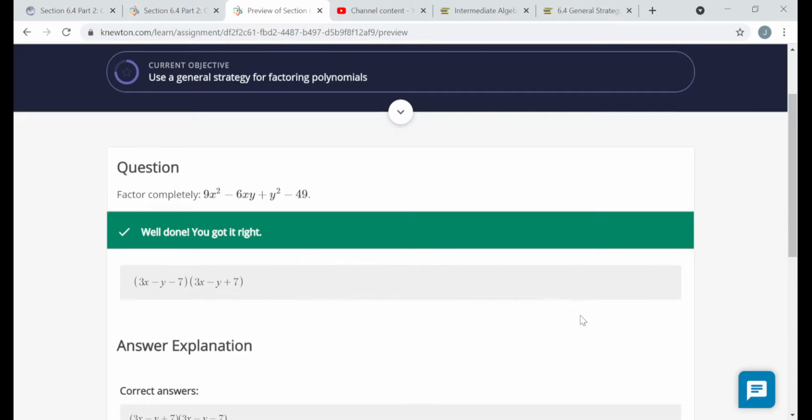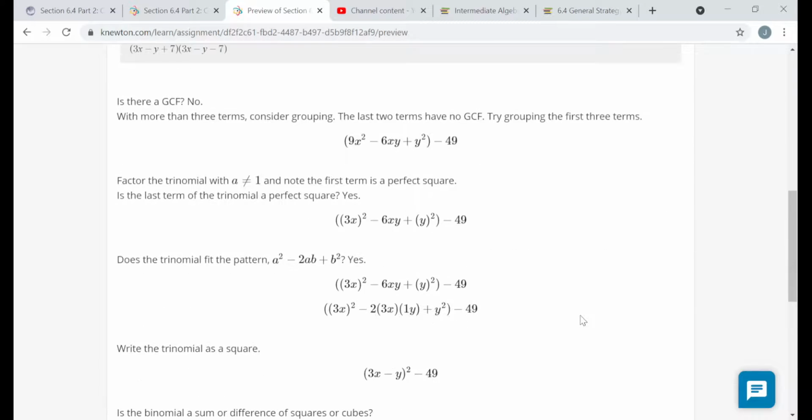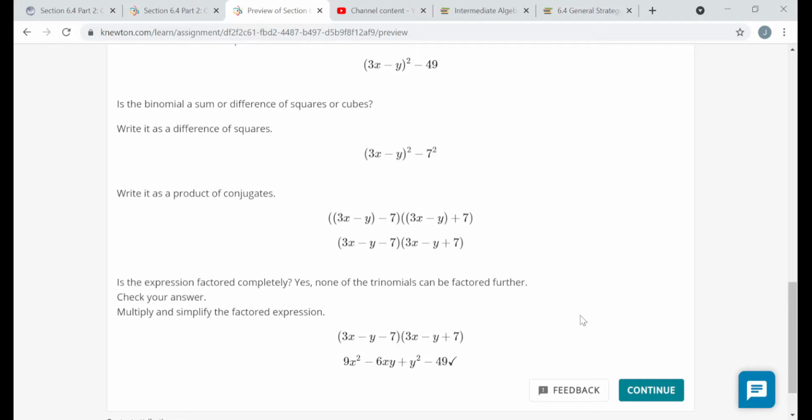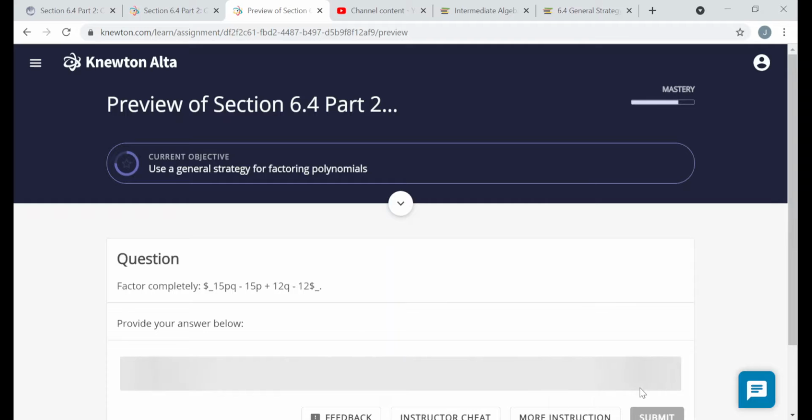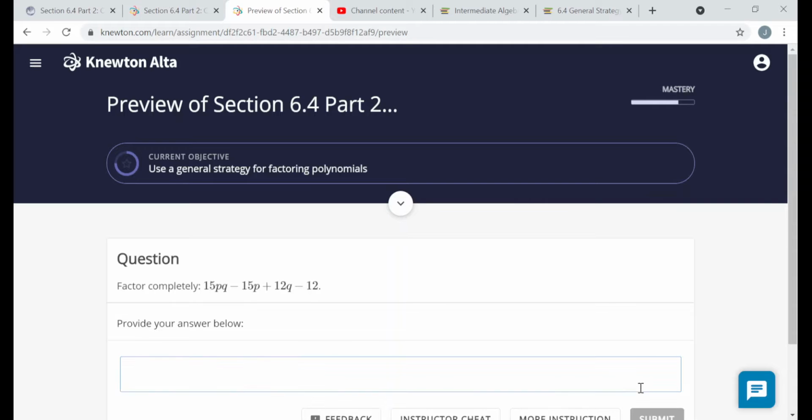And once again, please read through the answer explanations. And probably the final question here. Okay, we're asked to factor this completely. Polynomial expressed with 4 terms. That's more than 3. So once again, I'm going to do grouping.